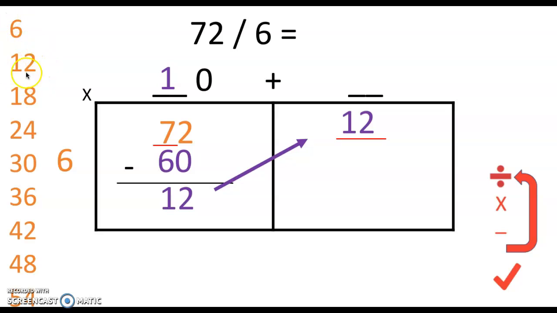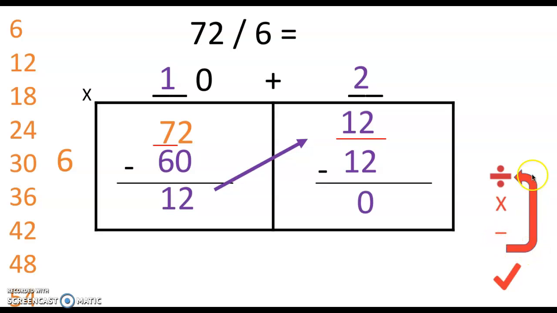12 is the closest I can get. I got that by skip counting 2 times, or 6 times 2. 2 times 6 is 12. Now we're on to subtraction. 12 minus 12 is 0.